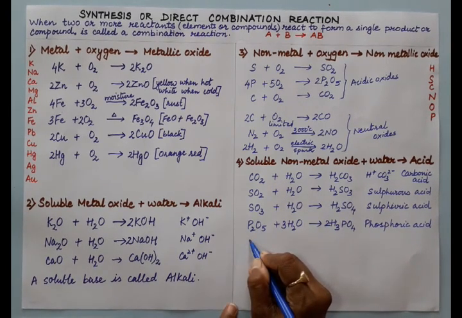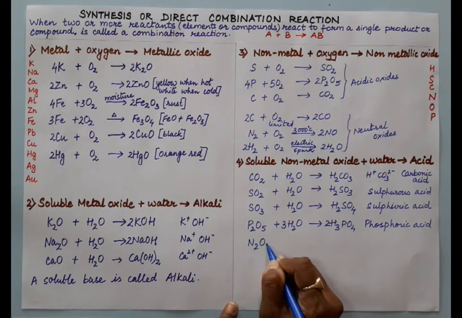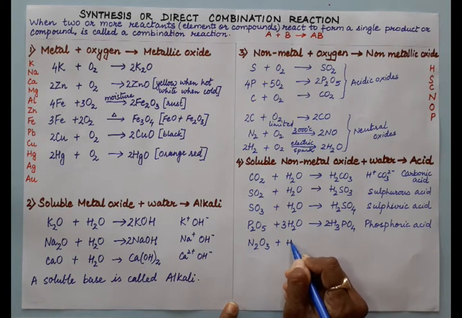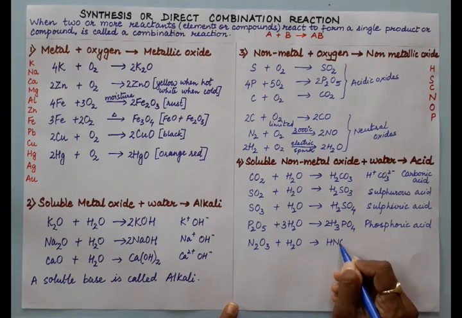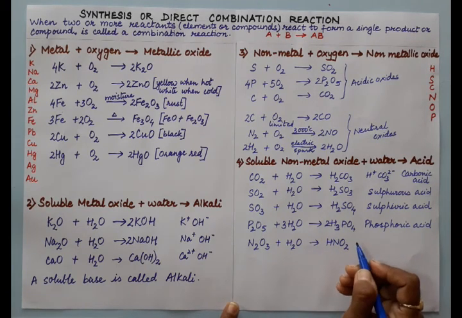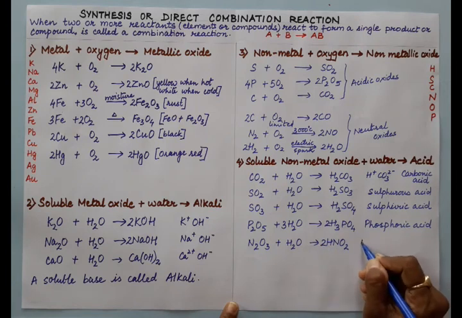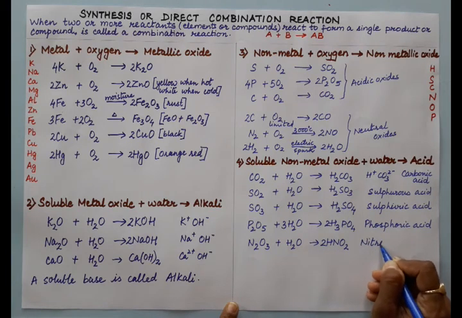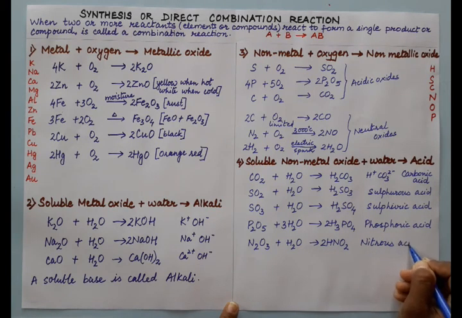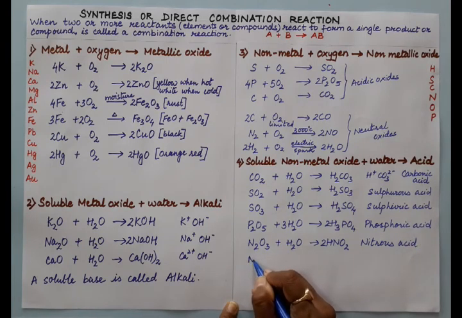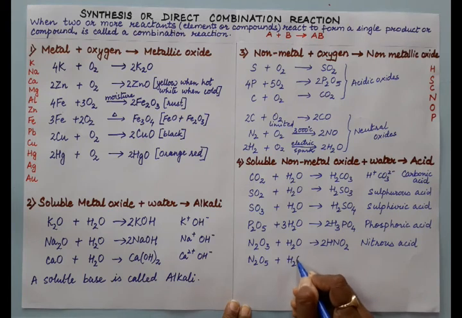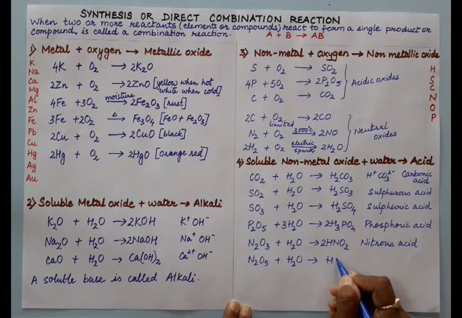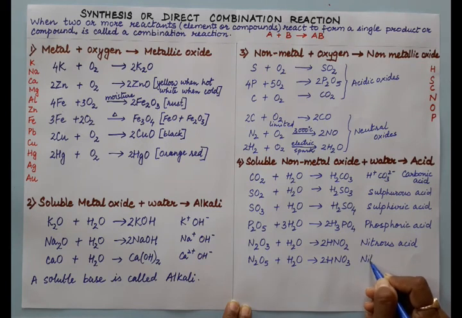Next, N2O3, dinitrogen trioxide, is the acid anhydride of nitrous acid. It dissolves in water and we get HNO2, that is nitrous acid. N2O5 dissolves in water, we get nitric acid, that is HNO3, nitric acid.